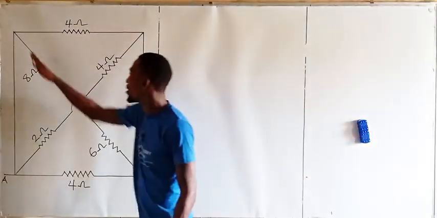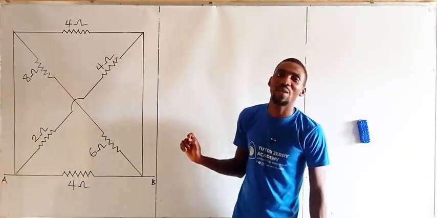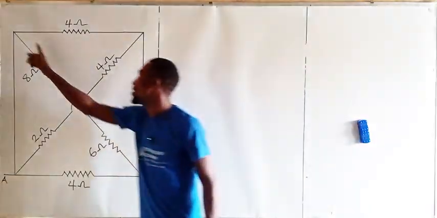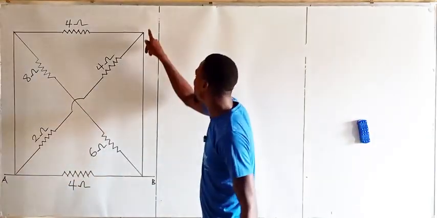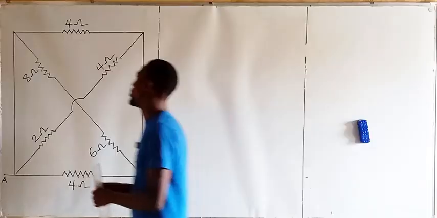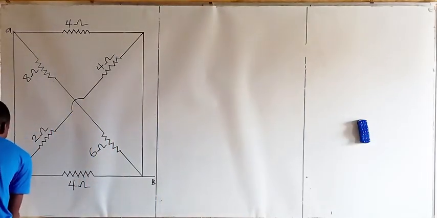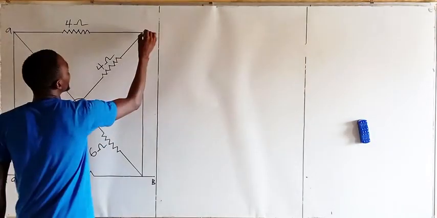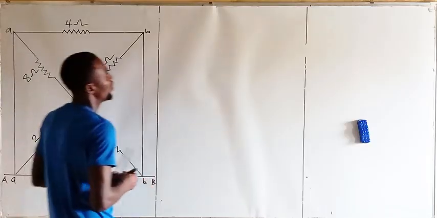You can see this is an ideal wire, and every point on an ideal wire is the same. It means if this point is A, this point too will also be A. If this point is B, this point too will also be B. I hope we understand.